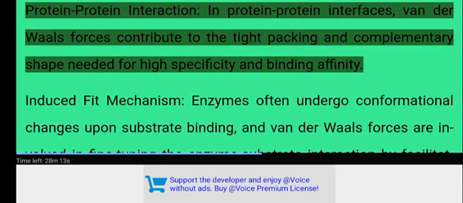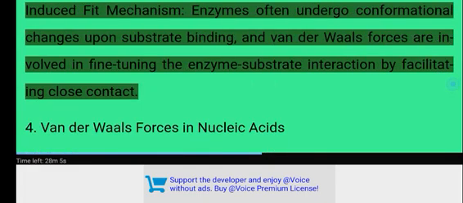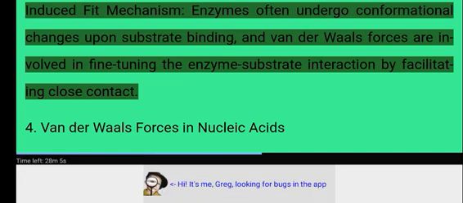Protein-protein interaction. In protein-protein interfaces, van der Waals forces contribute to the tight packing and complementary shape needed for high specificity and binding affinity. Induced fit mechanism. Enzymes often undergo conformational changes upon substrate binding, and van der Waals forces are involved in fine-tuning the enzyme-substrate interaction by facilitating close contact.